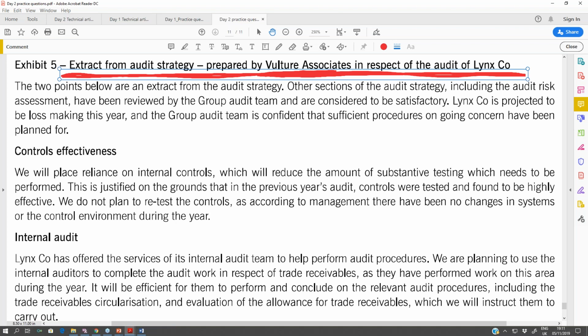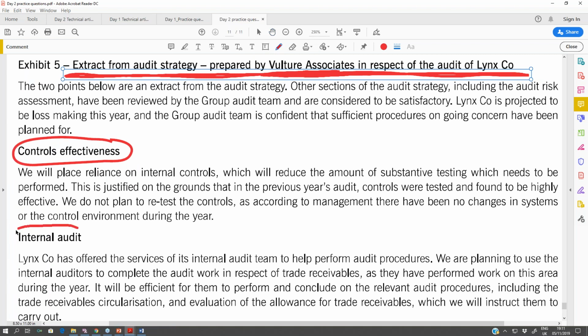Other sections of the audit strategy, including the audit risk assessment, have been reviewed by the group audit team and are considered to be satisfactory. So apart from these two areas, control effectiveness and internal audit, the other parts of the audit strategy have already been reviewed by the group auditor, and the group auditor is very much satisfied with them. Links company is projected to be loss making this year, and the group audit team is confident that sufficient procedures on going concern have been planned for. So even the group team is very much satisfied with Vulture's audit strategy for the going concern of Links company.